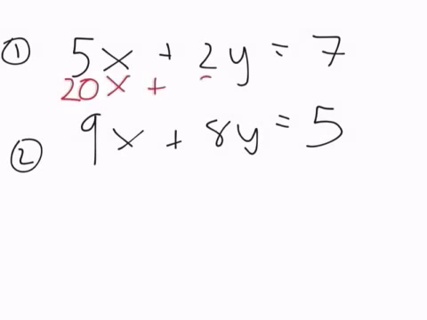Equation 1 now becomes 20x plus 8y equals 28. I've multiplied both sides by 4. I can multiply, don't forget, both sides of an equation by whatever I want, as long as what I do to one side I do to the other. It will still satisfy that same equation.